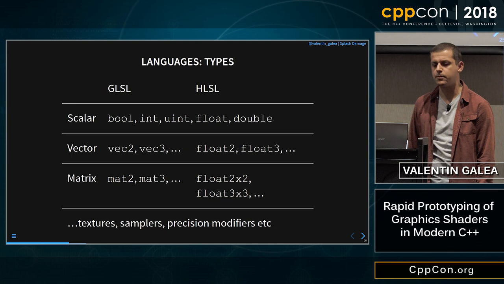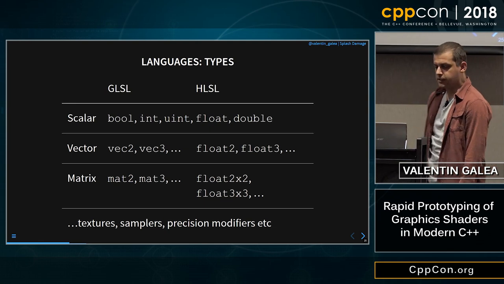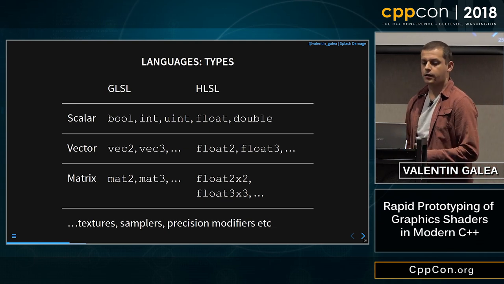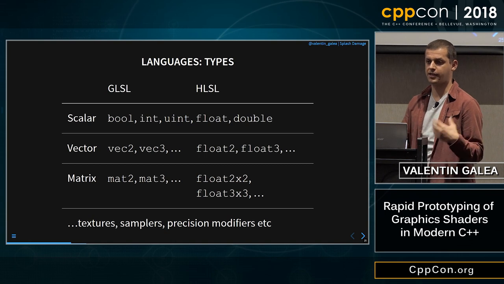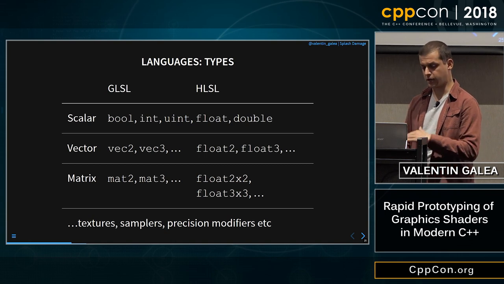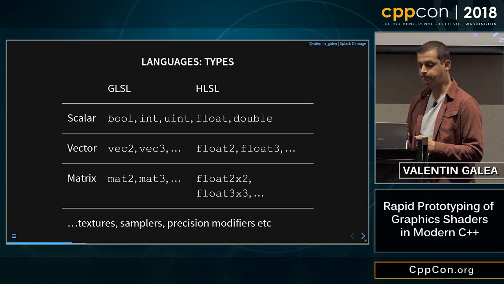Going forward with comparing them, they all have these scalar types, the normal C-like types. But they come into full power when they have these linear algebra types, the vector and the matrix. They call them differently, but they're the same thing. And also they have more specialized texture sampling and image manipulation things. We're not going to cover those here. We're going to stay with the pure language aspect.